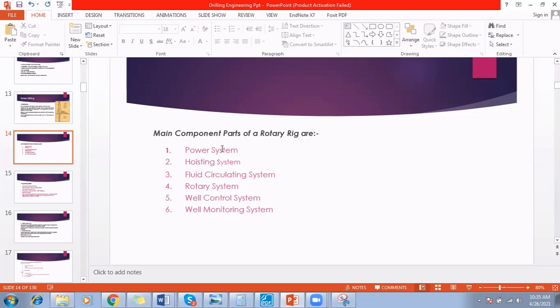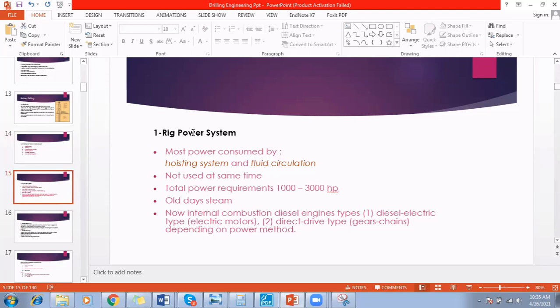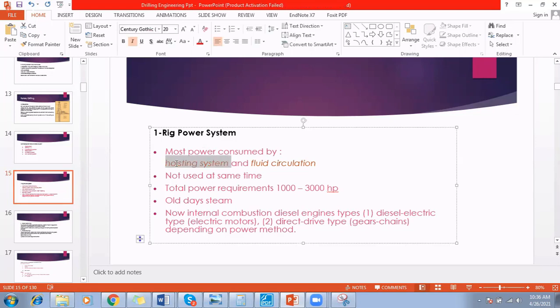Overall, these components make up the total operation of the rotary rig. So firstly, we are going to discuss the power system. What exactly is the power system? The power system is the total consumption of power used to do the different operations related to rotary drilling. The thing you need to keep in mind is that most of the power used on the drilling rig is consumed in the hoisting system and the fluid circulation system.